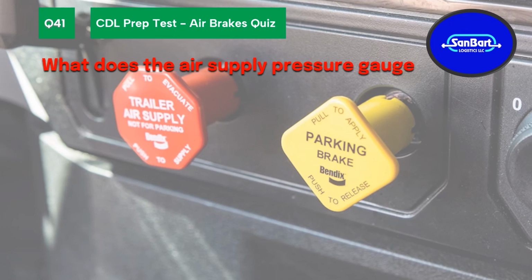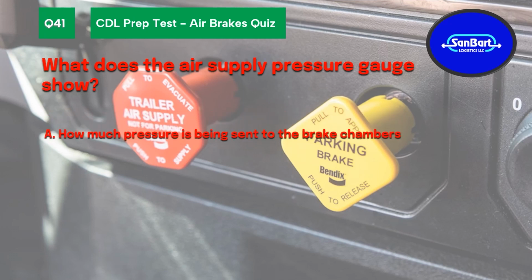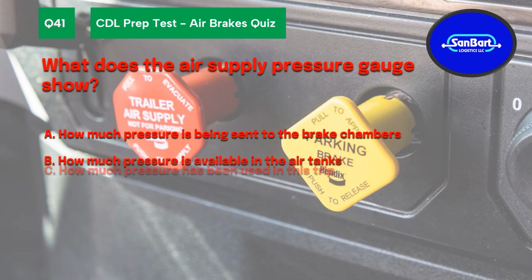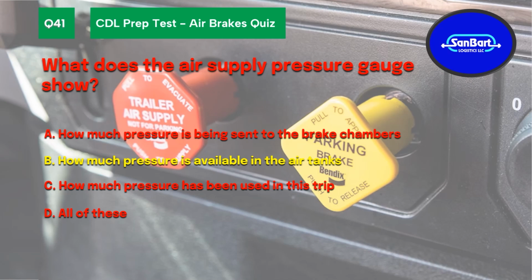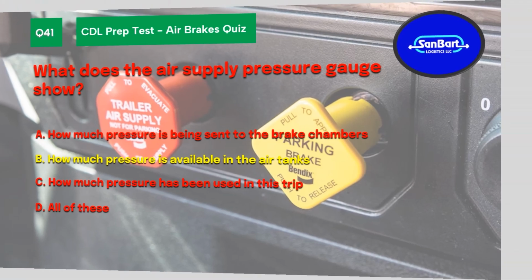Question 41. What does the air supply pressure gauge show? A. How much pressure is being sent to the brake chambers? B. How much pressure is available in the air tanks? C. How much pressure has been used in this trip? D. All of these. The correct answer is B. How much pressure is available in the air tanks?